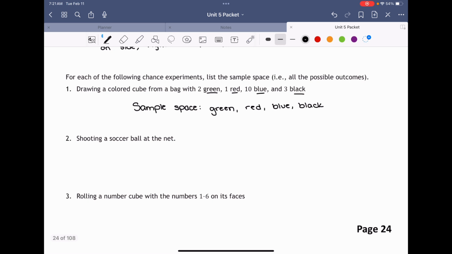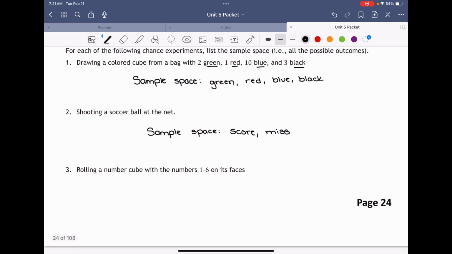Shooting a soccer ball at the net. So we're not going to be super specific, like it can go in the top corner, it can go in the left corner. The ball for our sample space can either go in the net or miss the net. So we could either score or miss.